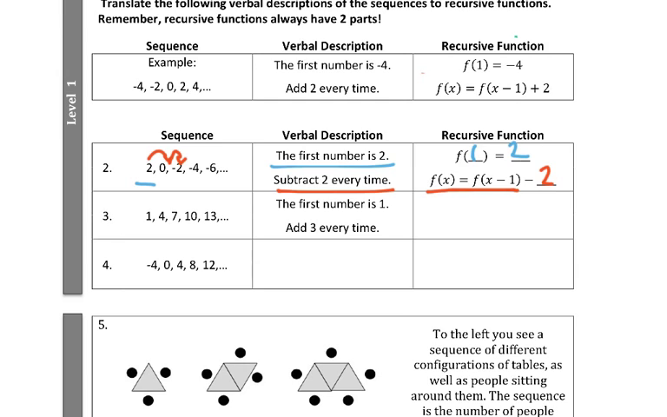Alright, so for question 3, the first number is 1. So the way we write that is f of 1 equals 1. Then to get my next number, I'm going to add 3 every time. So the way that we write that is f of x equals f of x minus 1 plus 3. Just like that.